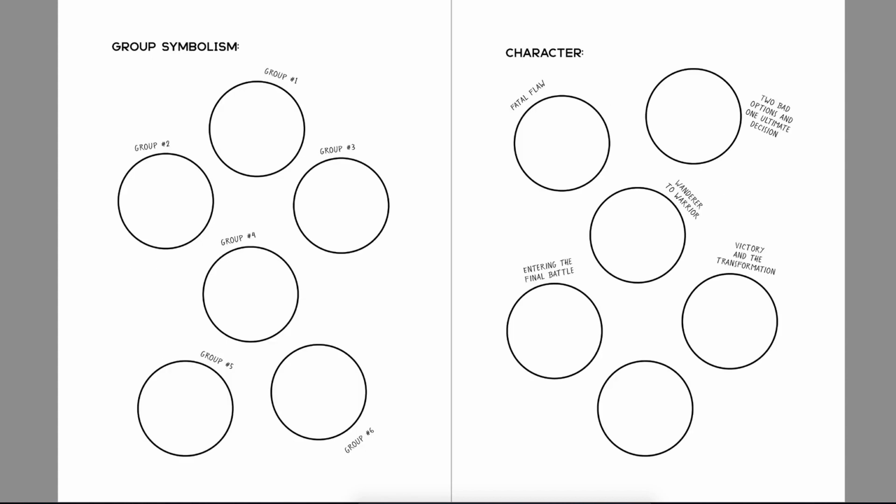So group symbolism, you can do this. I have 2 pages of this. And then you can also do the symbolism for each major character. So this is your protagonist, your antagonist, or any point of view characters. And some of the things you might want to do symbolism around: their fatal flaw, that's a big one.